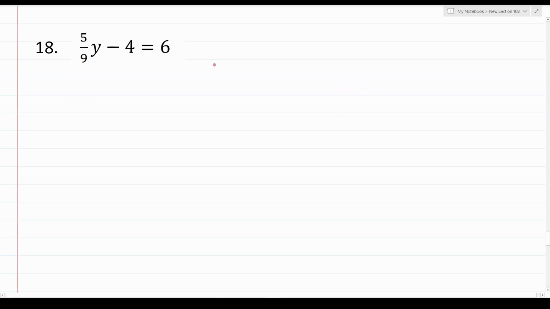Number 18 is similar to the last problem. As you can see, it says 5 over 9y minus 4 equals 6.